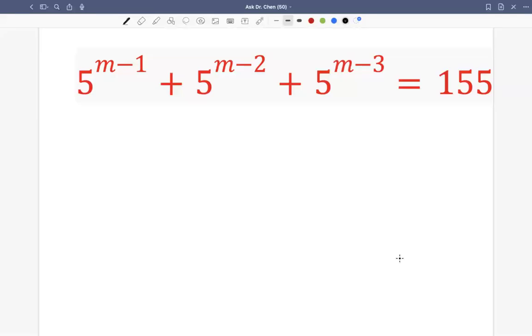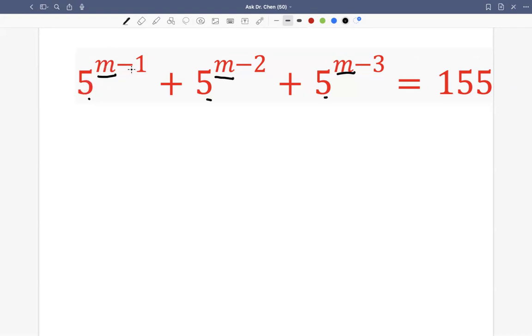Let's see this question. We want to solve for the variable m. So m is in the exponent, in the exponent, in the exponent. The bases are the same. The base is 5, 5, 5. So let's rewrite each term.